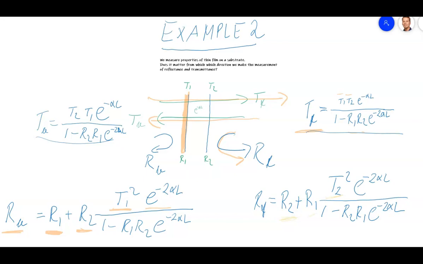So in general, this means that if either the thin film or the substrate has loss, the reflectance measured from different sides are different. However, it can be shown that on a lossless substrate, and if the thin film is also lossless, these expressions will eventually be the same.